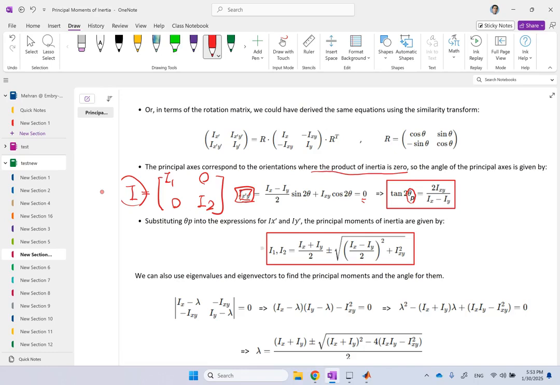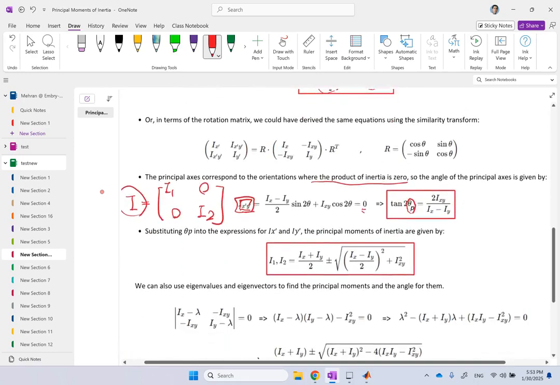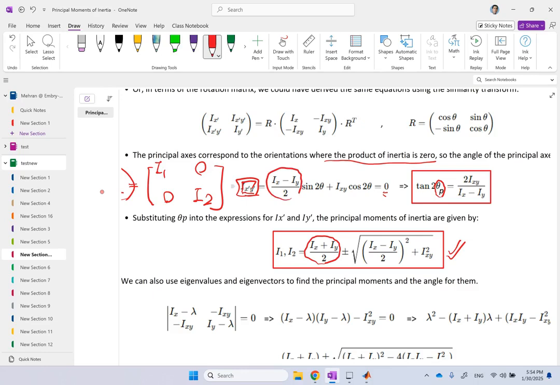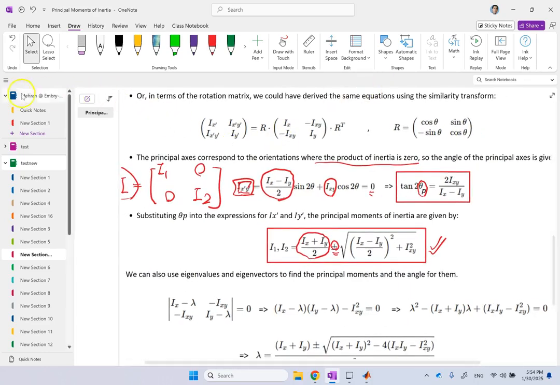Now, how much are these min and max? They can be acquired by replacing this theta p angle into the formulas for xx prime and yy prime, and these are those numbers. They both have the average of Ix and Iy, plus and minus the square root of the magnitude of this vector, which is this term squared plus this term squared under the square root. Because this term is positive, the one with plus is going to be the biggest one, and the one with minus is going to be the smaller one. So you get the diagonal inertia matrix.